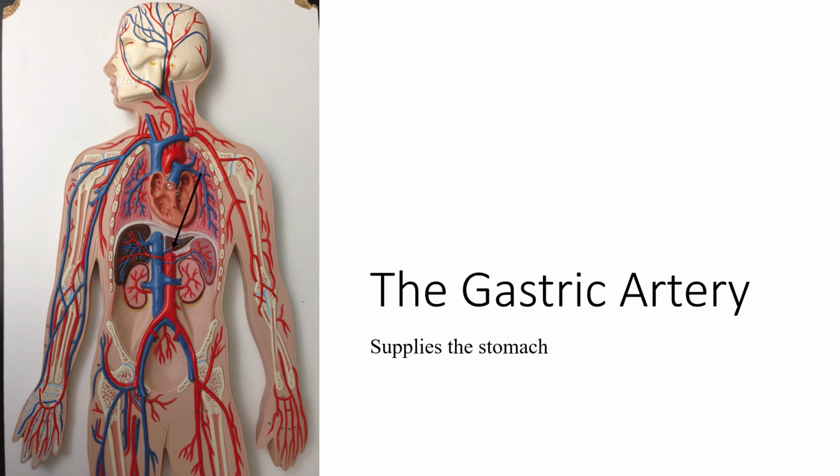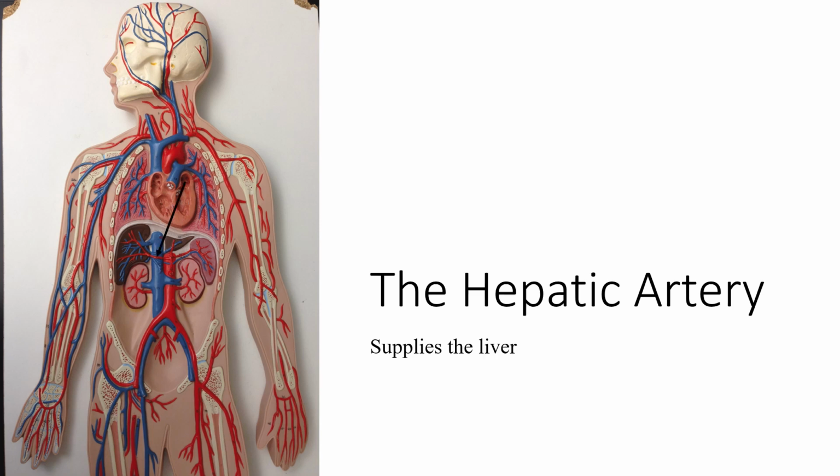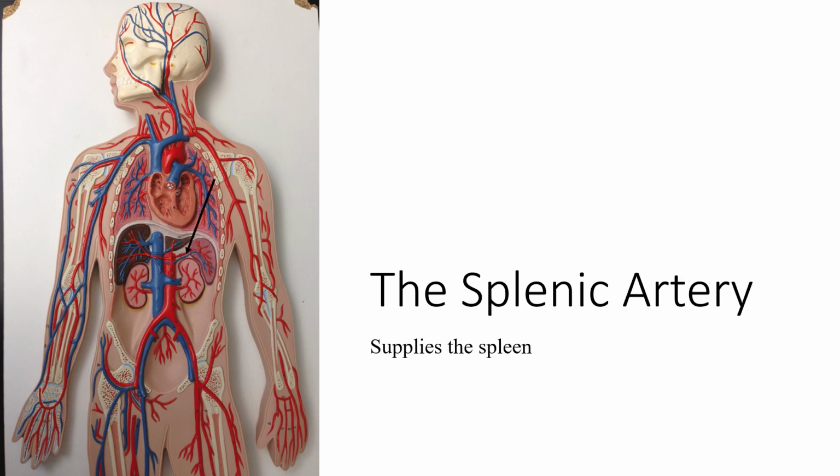Now, starting with the gastric artery, it supplies the stomach. Also, another good example of why you should know what terms mean, because if you know that gastric is pertaining to the stomach, you'll be able to deduce that the gastric artery is supplying the stomach. The hepatic artery is supplying the liver. Hepatic, of course, means pertaining to the liver. The splenic artery is supplying the spleen.